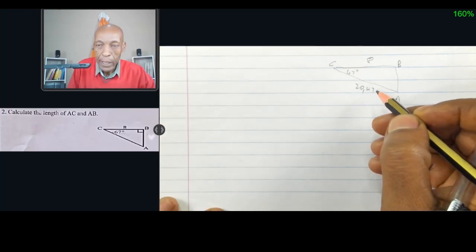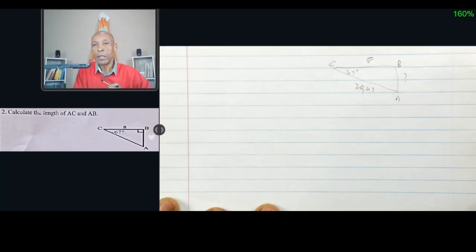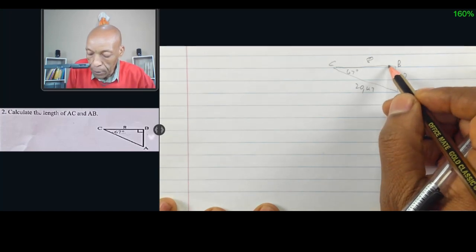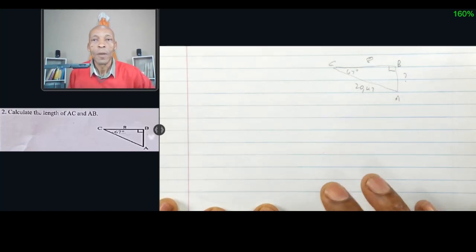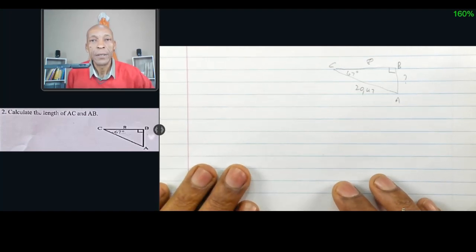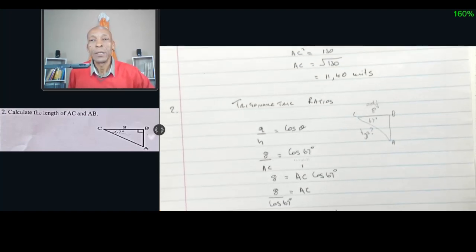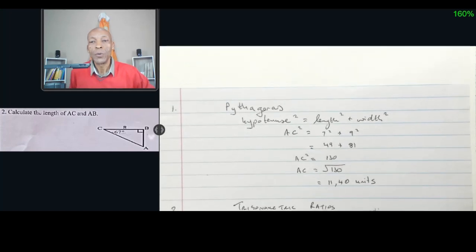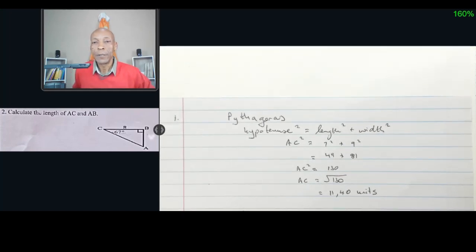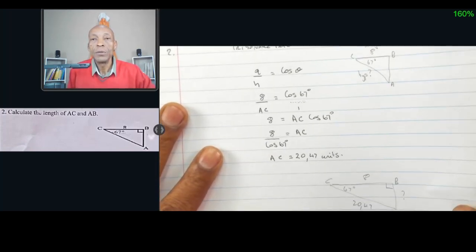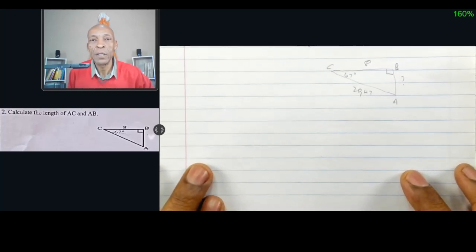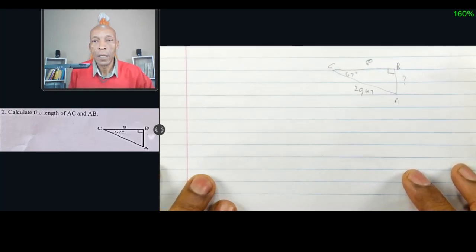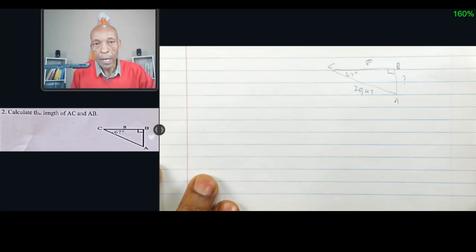Then what are we asked to calculate? We are asked to calculate AB. And what do we have? We have a right angle triangle. So there is another reason why we had to do that one first. Okay, because they are telling us that in mathematics, you are not restricted unless they tell you specifically that you use certain methods or concepts or whatever.